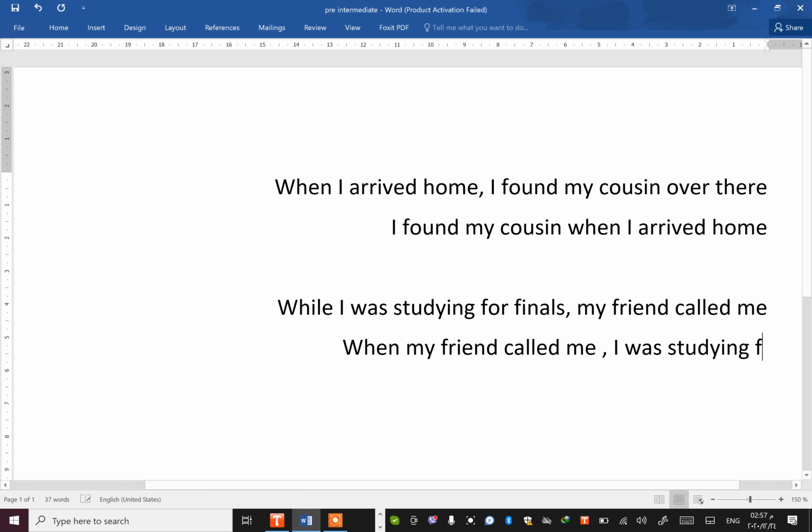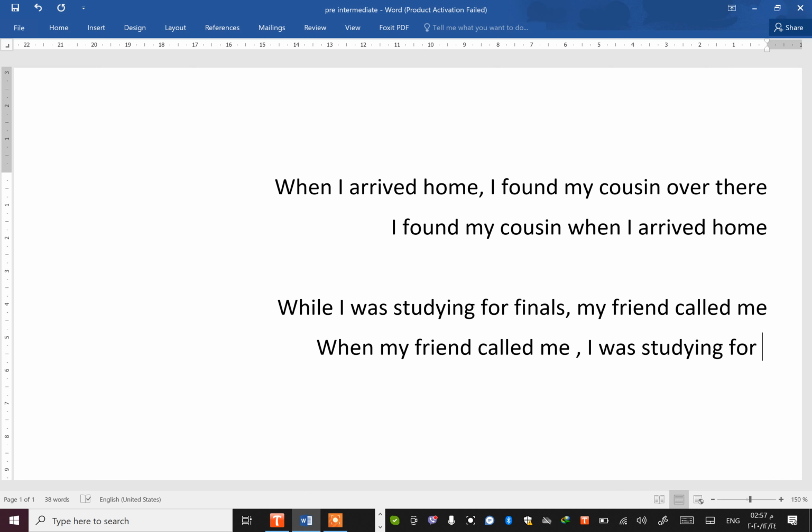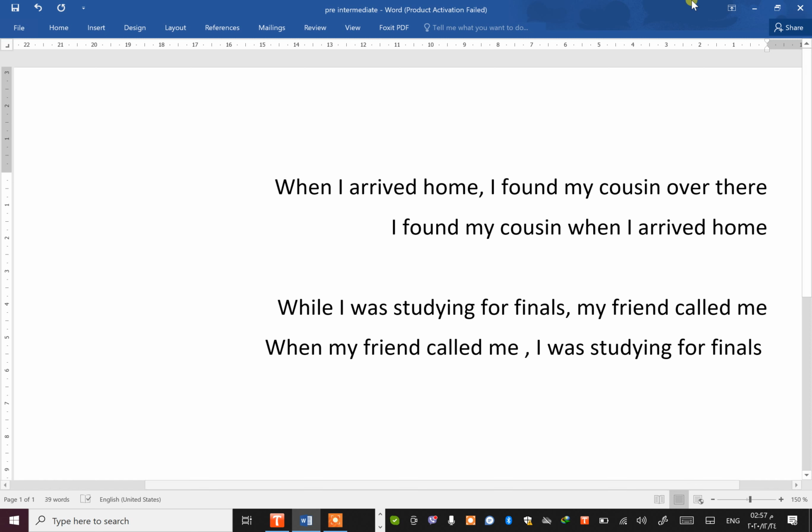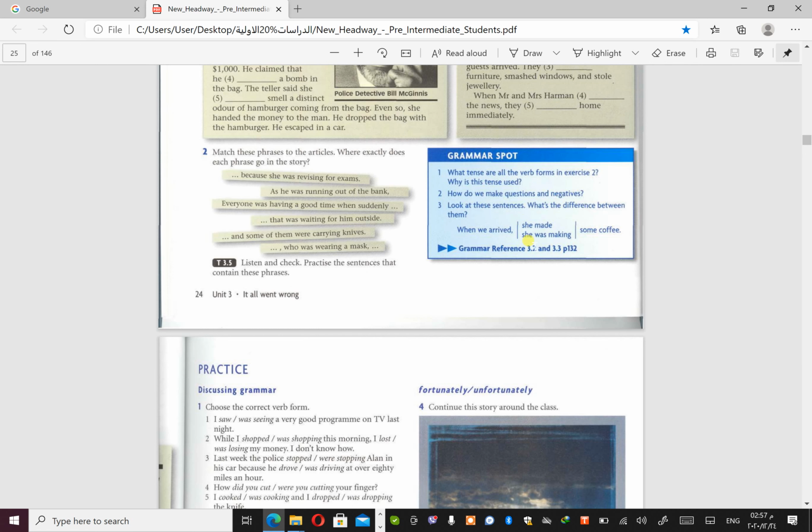اوكي so this is basically the most important grammar that maybe some of you have a problem with. Okay, so now let's come back to the book and let's see what they are talking about. As I said here, the same thing. Okay, when we arrived, she made some coffee. Okay, so that means the two actions are just like two events happening at the same time.